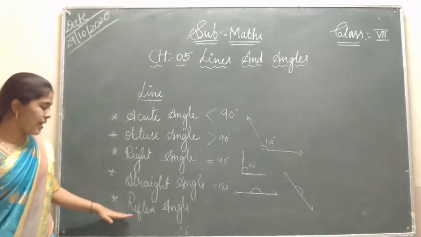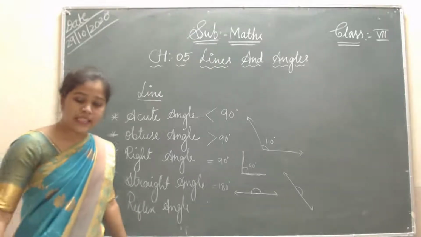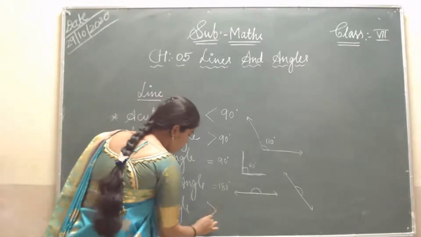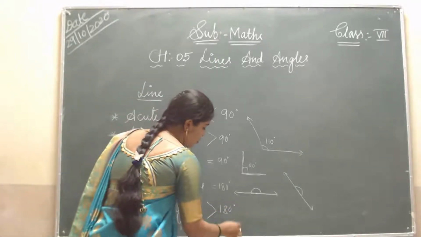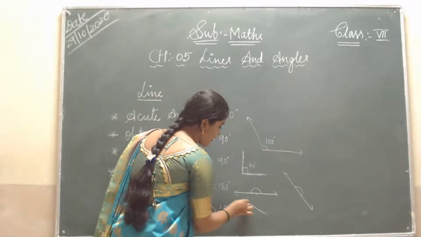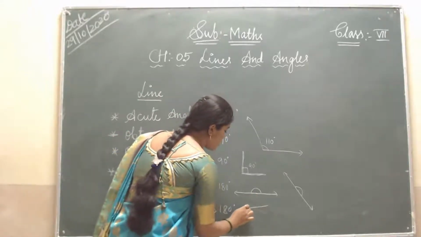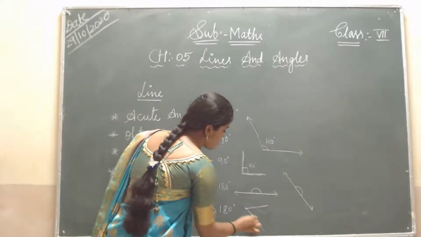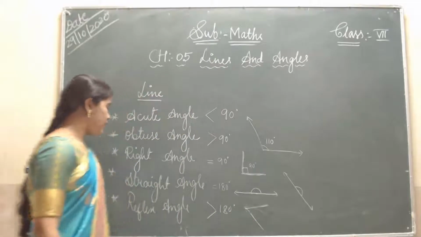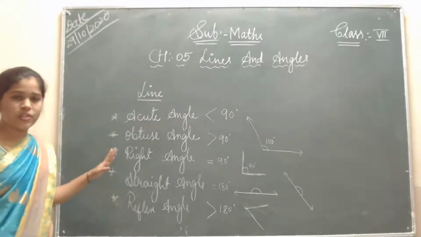Next, reflex angle. A reflex angle is greater than 180 degrees, like 270, but less than 360. So this is a reflex angle. Understood? Hope you understood this one.